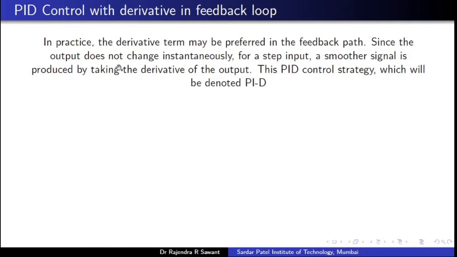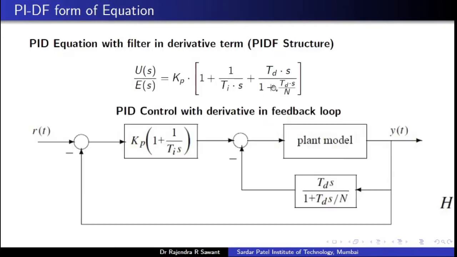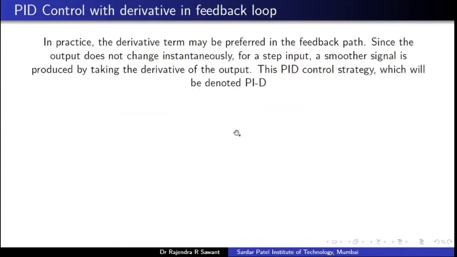Since the output does not change instantaneously for a step input, a smoother signal is produced by taking the derivative of the output. This PID control strategy will be denoted as PI-D, where the derivative term is added in the feedback path. This particular form of representation of PID is also called the PI-D control strategy.